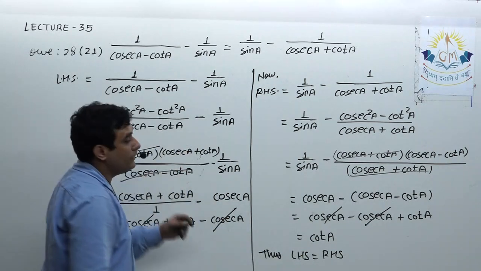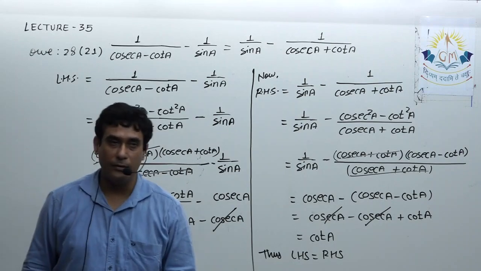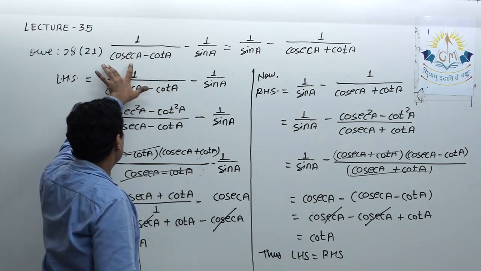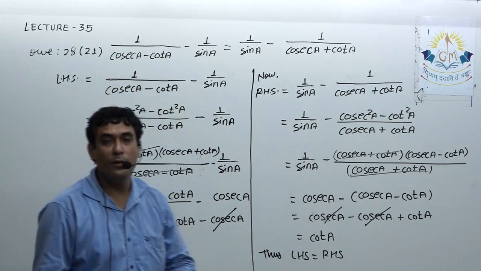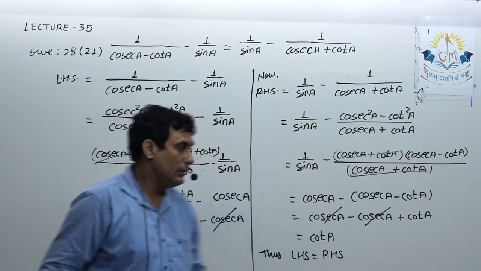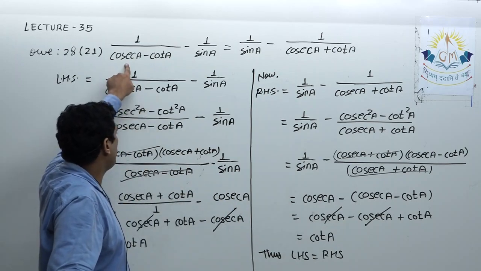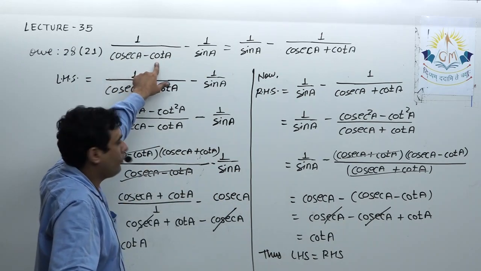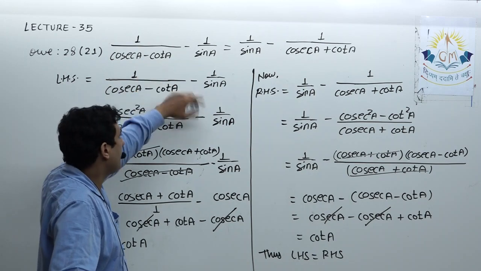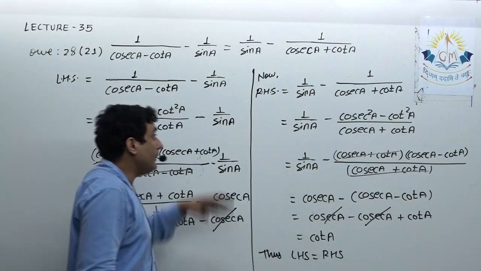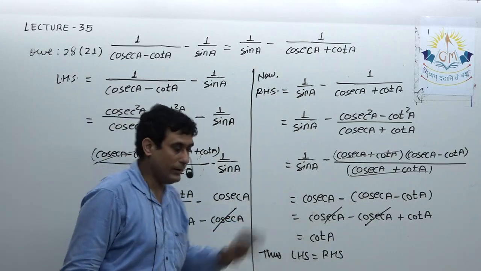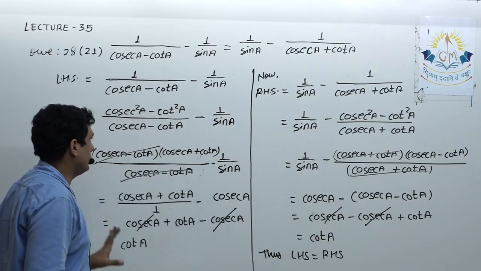So here actually we saw three methods. In the first method I converted cosec and cot in terms of sine and cos. So I wrote cosec as 1 upon sine and cot as cos upon sine. Similarly I did for the right hand side. Over there again the simplified form was cot A. That was the first method.